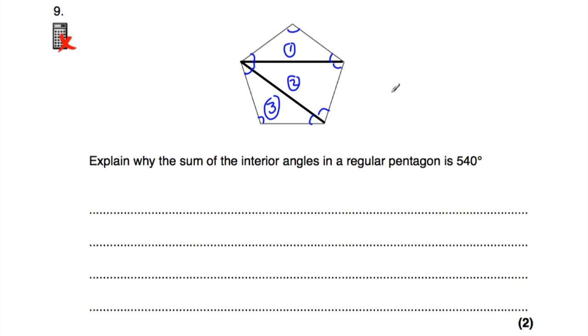So that means that if we do 3 times 180 degrees, that would be 540 degrees. And that's why the angles in a pentagon add up to be 540 degrees, because it can be divided into three triangles, and that's why it's the number of sides take away 2, because that will then tell us the number of triangles that form together to form each polygon.